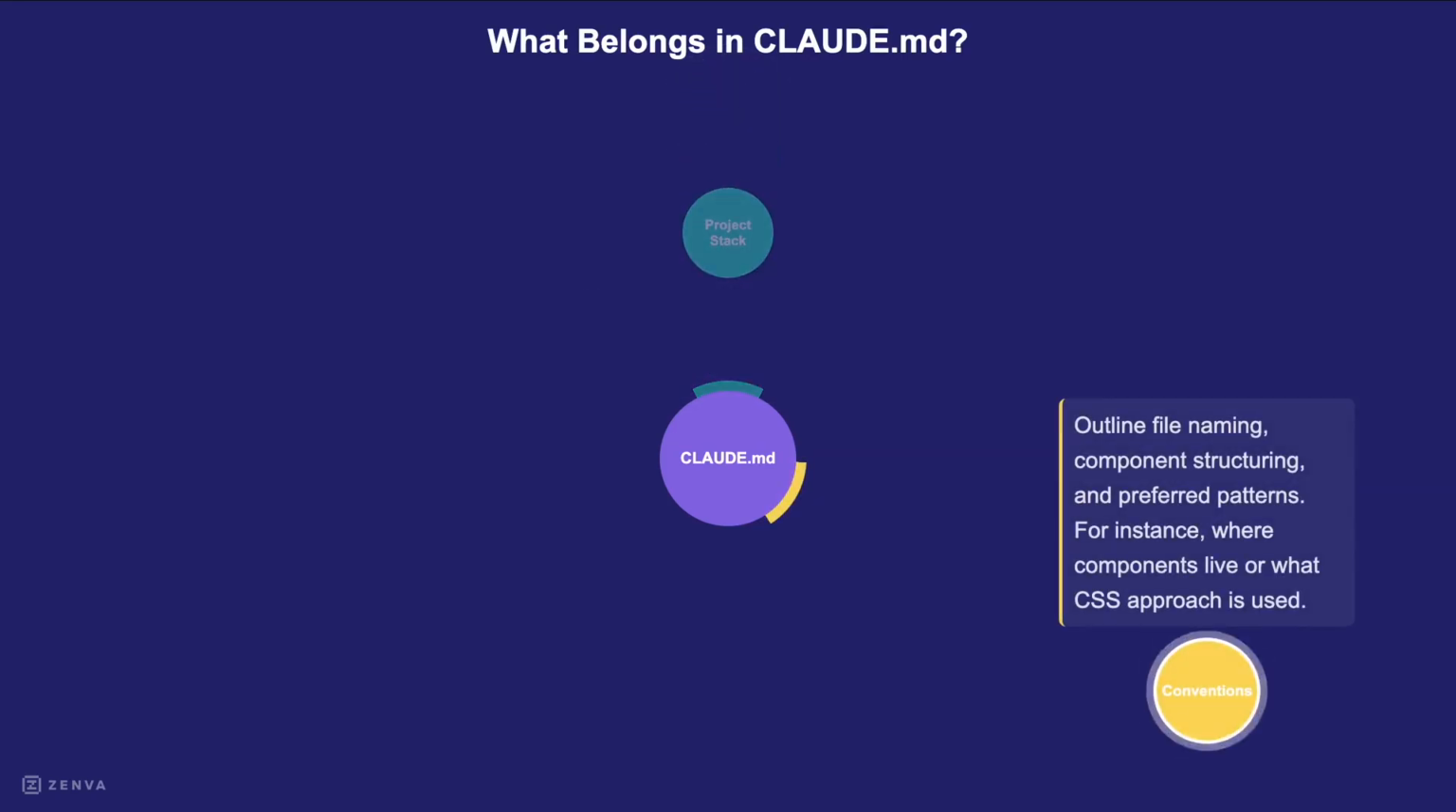Next, we have conventions, which keep your project consistent. Here, you'll write down your team's rules for file naming, component structure, and coding styles. This makes sure Claude writes code that fits in with your existing code.